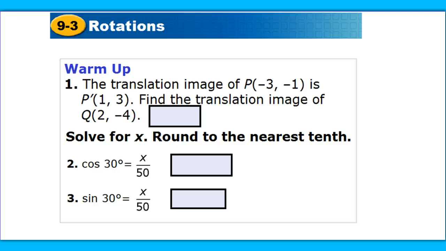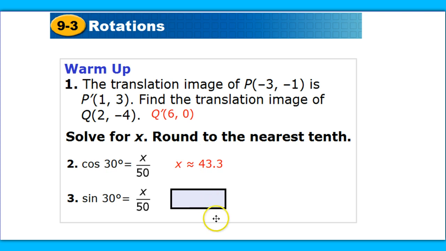Okay, geometry, welcome to chapter 9, section 3, rotations. Go ahead and pause, try these things, and come on back. And Q prime is at 6, 0. X equals approximately 43.3. And here we have sine of 30 degrees, we know equals 1/2, so X is 25.